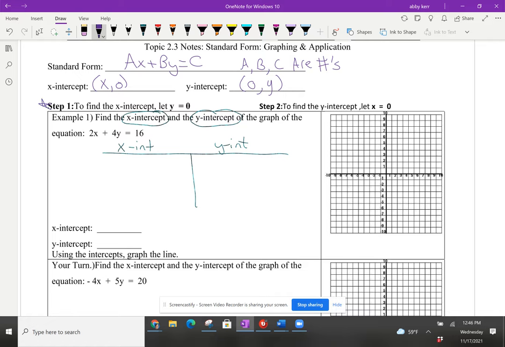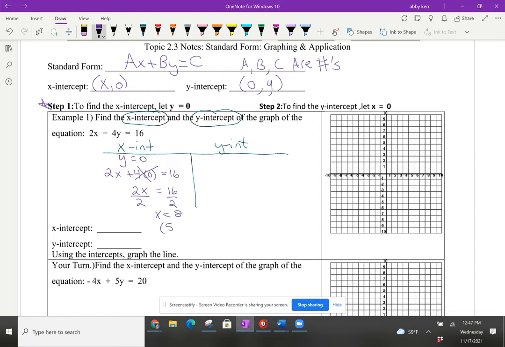It says step 1, to find the x-intercept, let y equals 0. So 2x plus 4, instead of y, we're going to write 0 equals 16. The reason why we're putting that 0 in is because we're not going up or down any on the x-axis. All we're doing is the left and right movement. Now we need to find that left or right movement by solving for x.